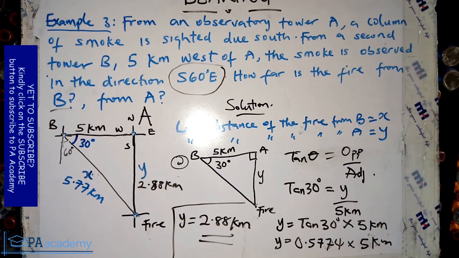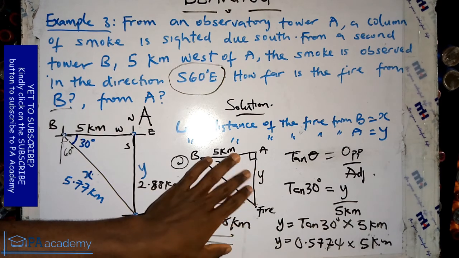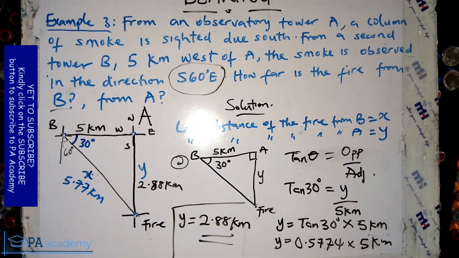So in example 4, we are going to be looking at an example that is not going to be forming a right angle. So we are going to be using maybe either the sine rule or the cosine rule. You get to know when you see example 4.